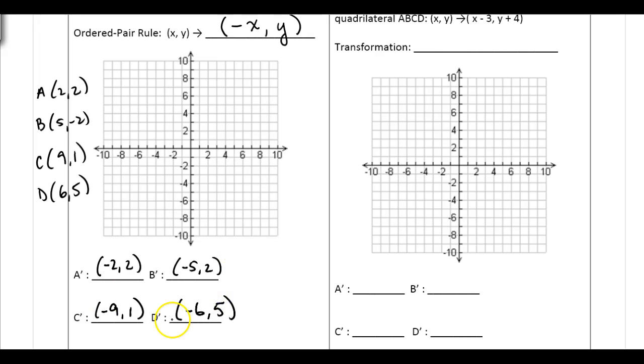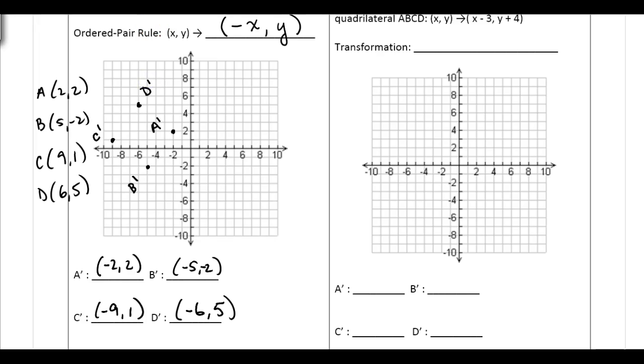And then I'll just graph these. Negative 2, 2. That's A prime. Negative 5, 2. Oh, that should be negative 5, negative 2. Sorry about that. Negative 5, negative 2. That's B prime. C prime is negative 9, 1. And then D prime is negative 6, positive 5. So up there, that's D prime.